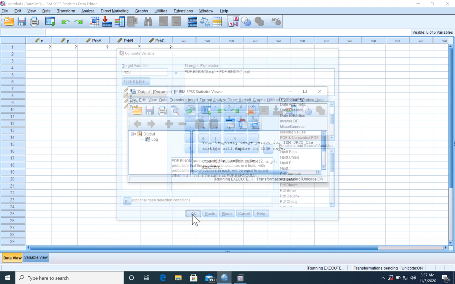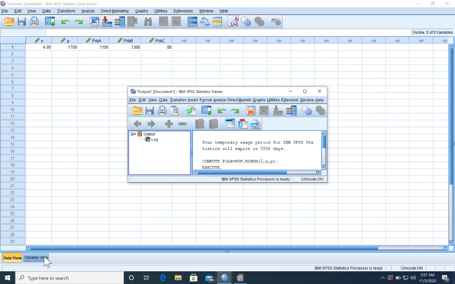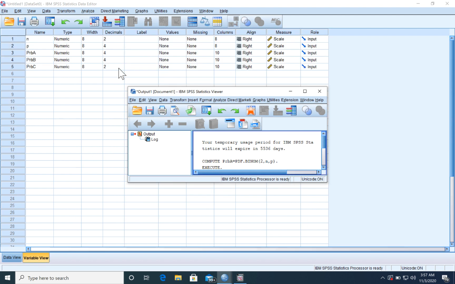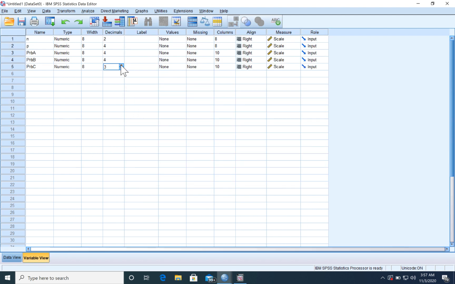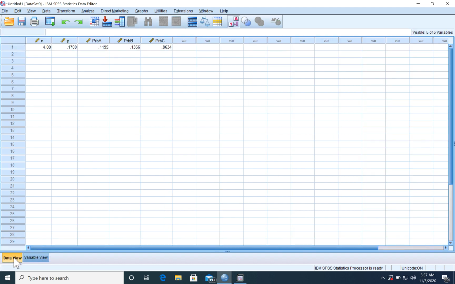Okay, we'll go to the computation. And again, we want more decimal digits. Let me put 4. Back to data view. If you round this to 3 decimal digits, without the SPSS we had 0.863, so it is exactly on the money. So this is basically how you do binomial probability computation in SPSS.